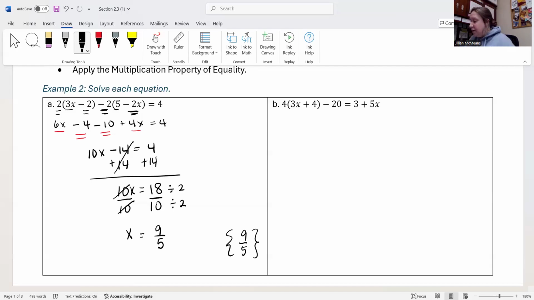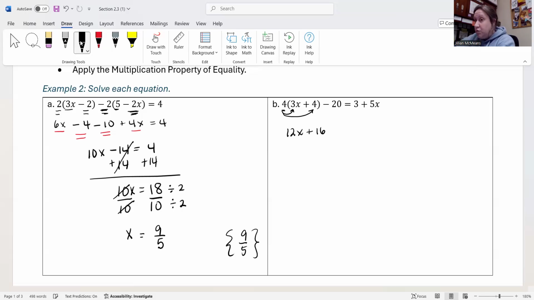All right, part B. This will be the last one for this video. We have 4 times 3x plus 4, and then minus 20 equals 3 plus 5x. Let's start by distributing. We have one set of parentheses. We need to get rid of those. So I have this 4. I want to multiply it by the 3x and by the 4. So 4 times 3x, we multiply 4 and 3 and get 12, and then we just keep the x. 4 times 4 is 16.